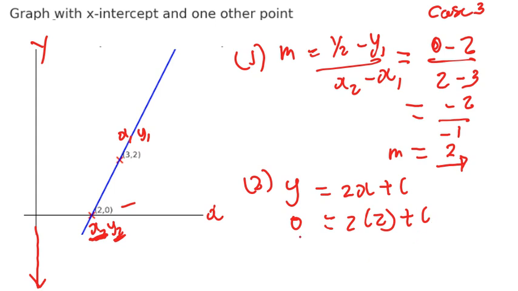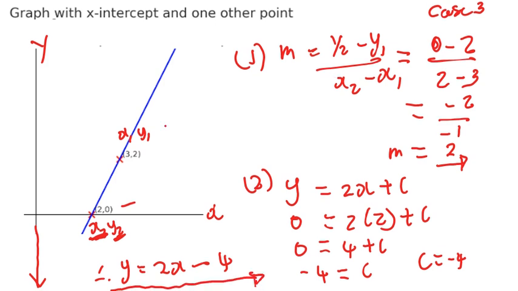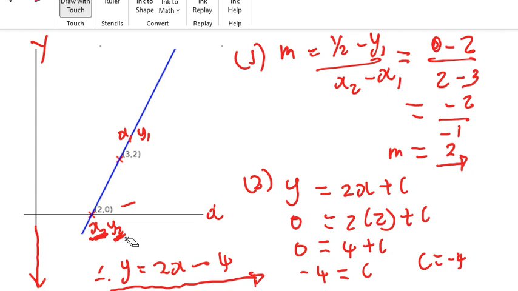Let's solve for c. 2 times 2, remember bracket means multiply. 2 times 2 is 4. Take 4 to the other side, it's going to be negative 4. And you're left with c. So c is equal to negative 4. Therefore, our equation is going to be 2x minus 4. This is it. Nobuhle, this is our answer. Simple. And we're left with a few questions.